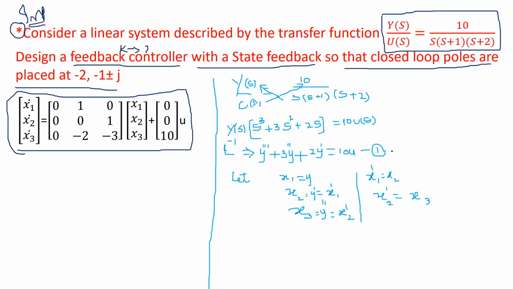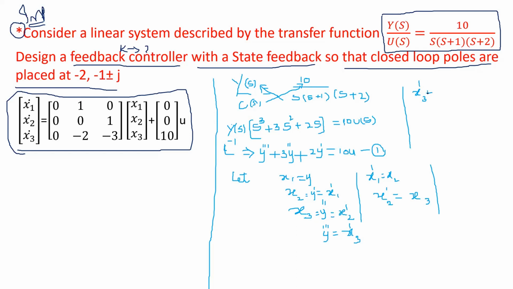That x3 dash we have to calculate from equation 1. Now substitute these variables in equation number 1. From equation 1, y triple dash is nothing but x3 dash, because y double dash is nothing but x2 dash, and again if I do one more time, y triple dash is nothing but x3 dash. Now substitute all these variables in equation 1. After substitution, what would happen? Here I am going to write. What is y triple dash? It is nothing but x3 dash.